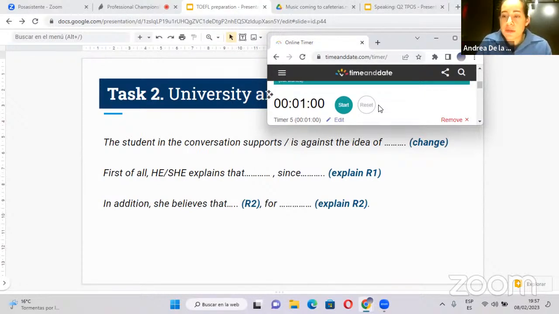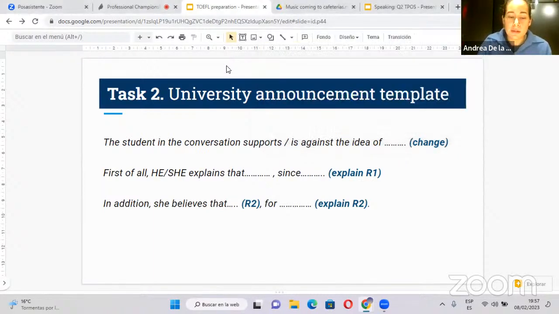Okay. So what do you guys think so far? How are you seeing this task? How do you feel about it? Okay? It's not that tough, right? For those of you who have already seen task number 1, the good thing about the integrated ones is that you don't have to think that much. So it's just that you pay attention, you practice enough, and that you memorize the template, right?